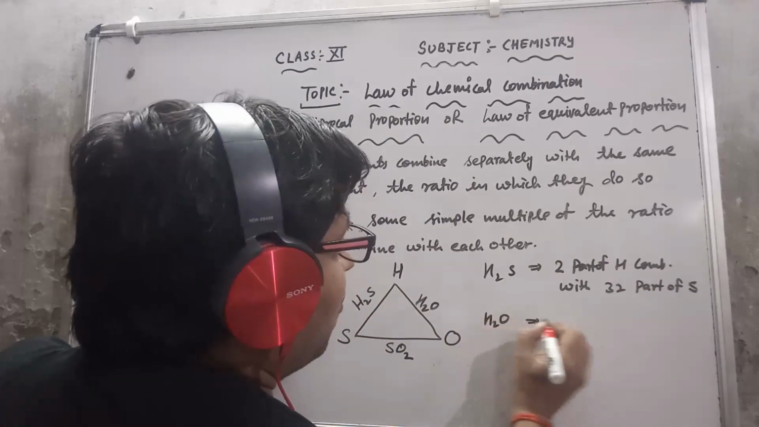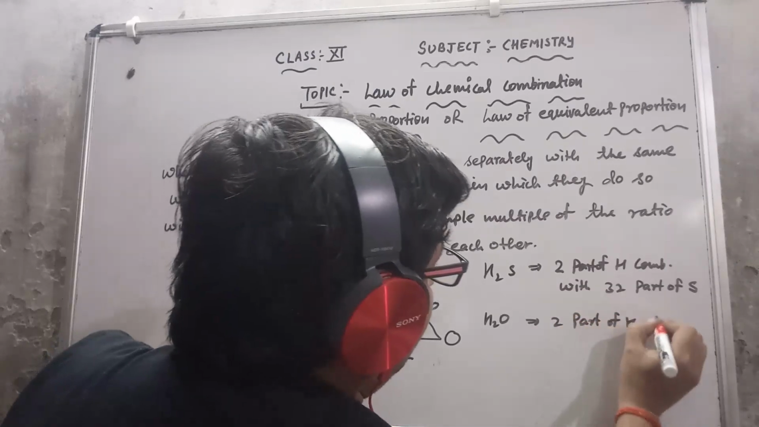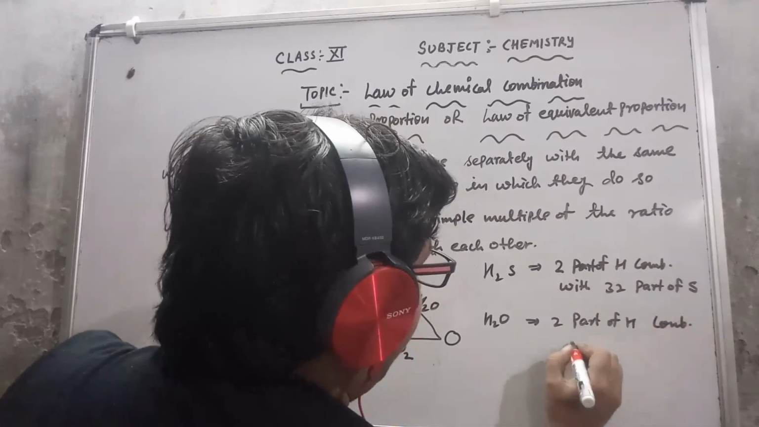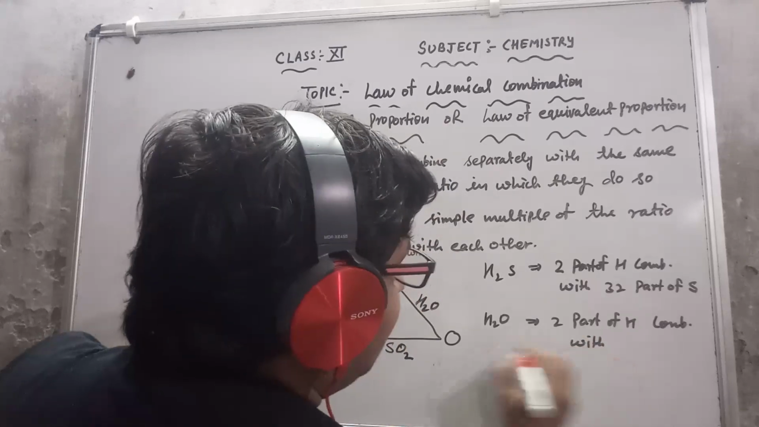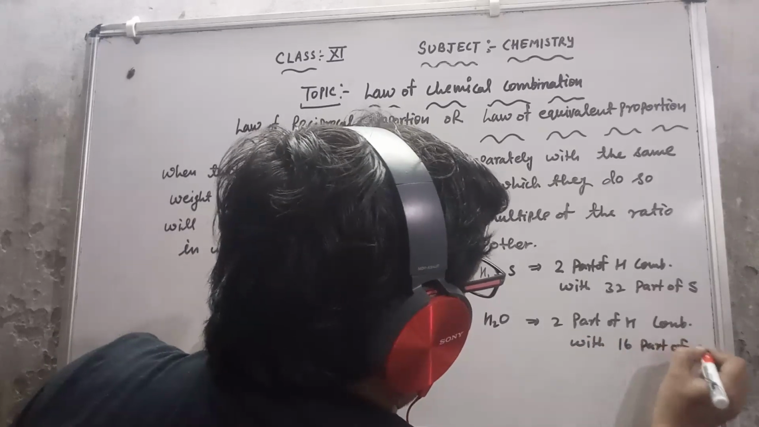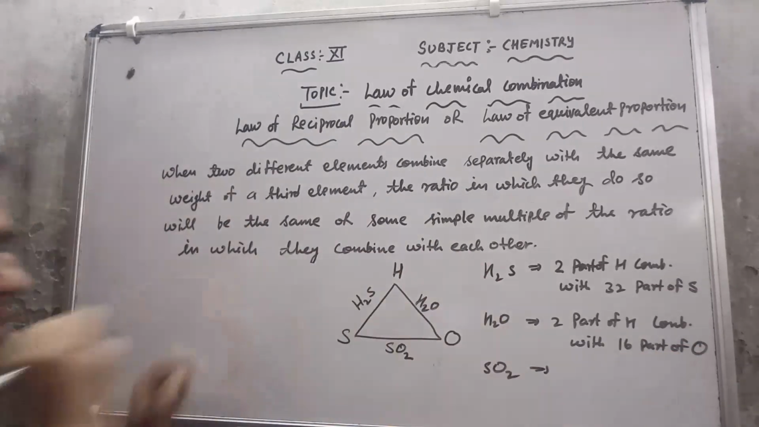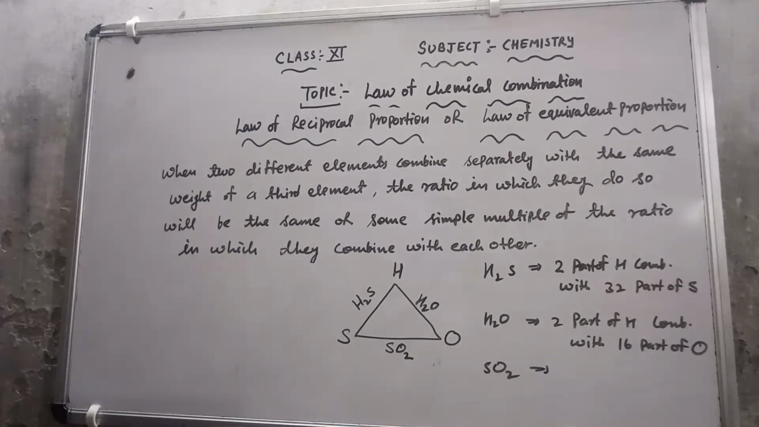In H2O you will see 2 parts of hydrogen combined with oxygen, whose mass is 16 parts. In SO2, firstly you will see the formula of these two.